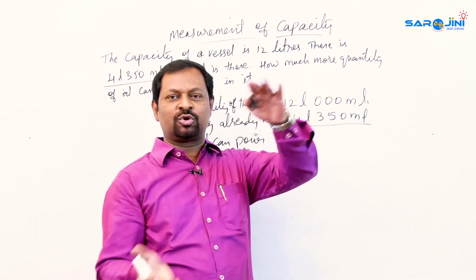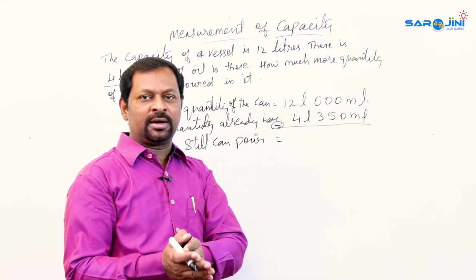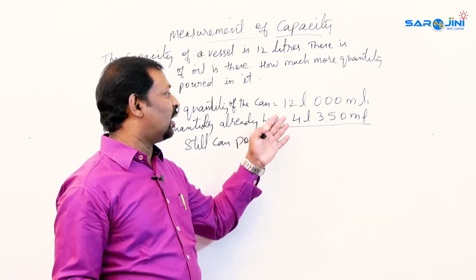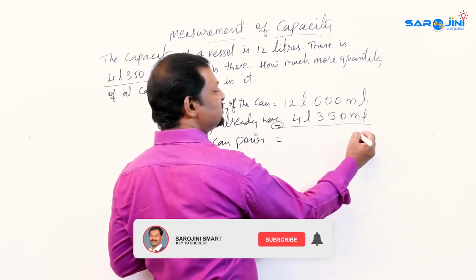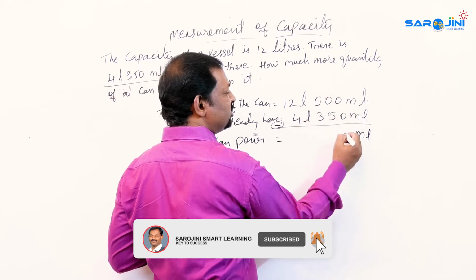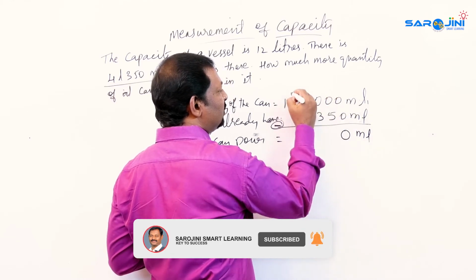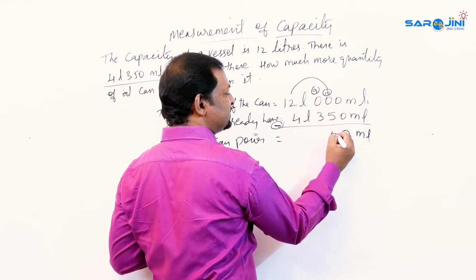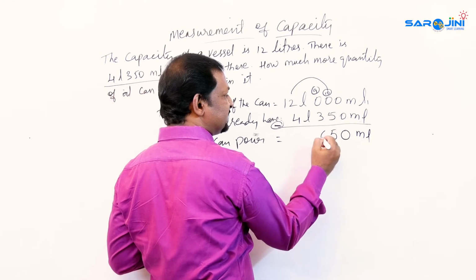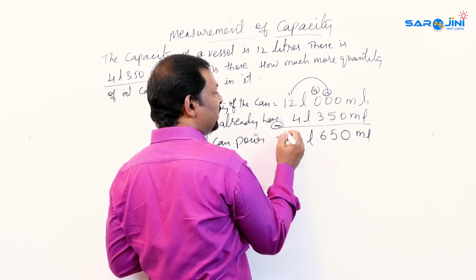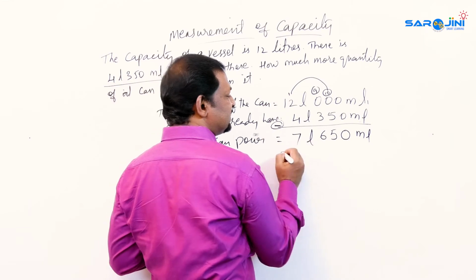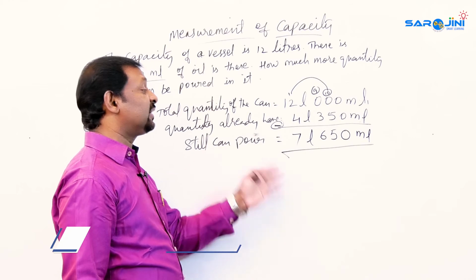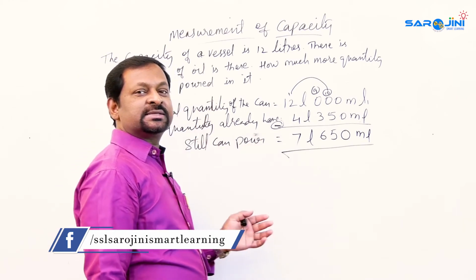Why? Because from the total can, already a little bit of oil is there, and how much we have to pour, we get it only by subtraction. So first ml, 0 minus 0 is 0. This is not possible. We'll borrow, it becomes 10 and 9. 10 minus 5 is 5. 9 minus 3 is 6 liters. Now this becomes 1, that is 11 minus 4 is 7. So finally, we can pour 7 liter 650.